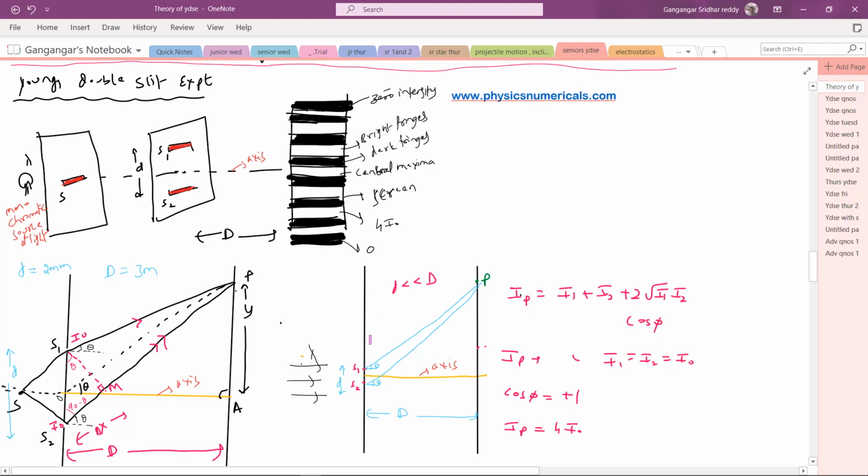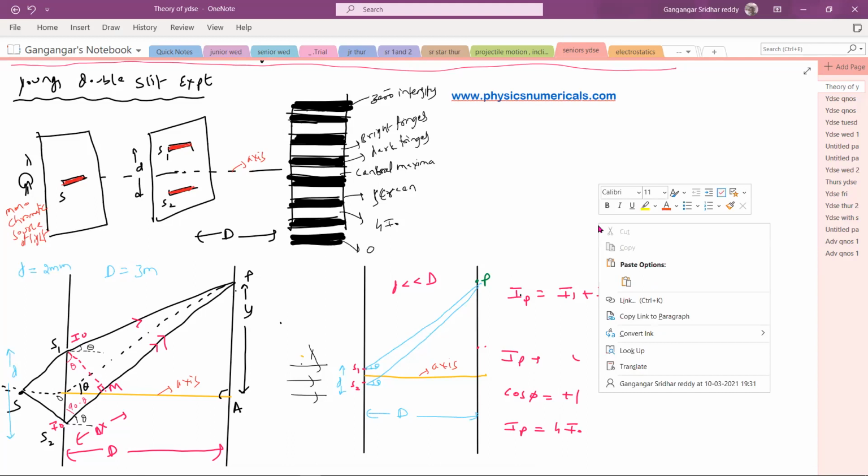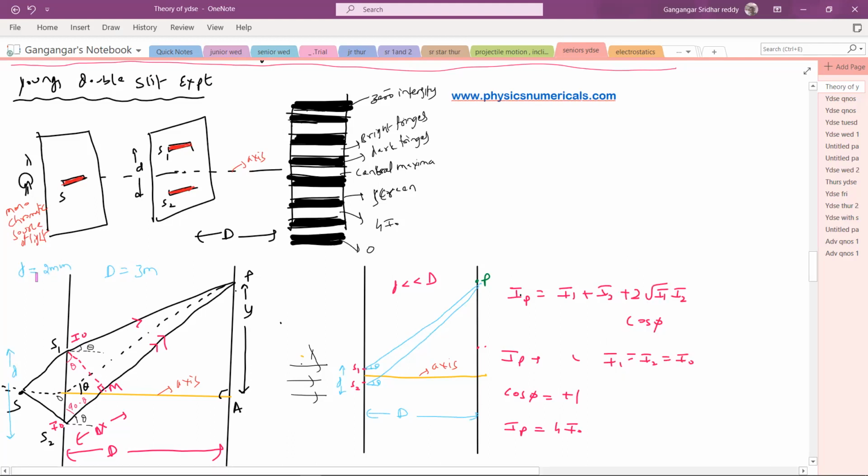Okay, I agree with this. Now I'll put a condition. d will be very much less than capital D. d will be of the order of millimeters, like 1 millimeter, 2 millimeters, 5 millimeters, 10 millimeters. What about capital D? The distance between the slits and the screen will be of the order of a few meters, like 1, 2, 3, 4, 5 meters. Practically, if you check, the diagram will appear like this. The slits will be very close to the axis, so d will be very much less than capital D.